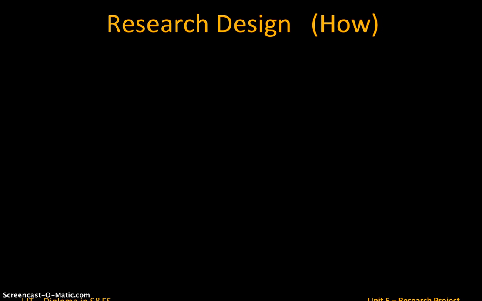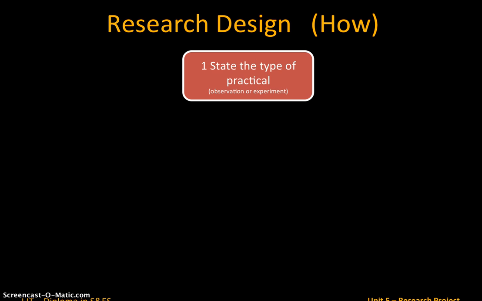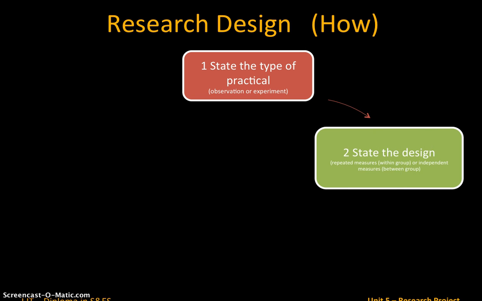Thirdly then, research design, so how you initially organised your subjects. You need to state the type of practical. So was it observation? I think in most of our cases it will be an experiment. State the design. So is it repeated measures or independent measures? Are you using the same people or are you using different groups of people?